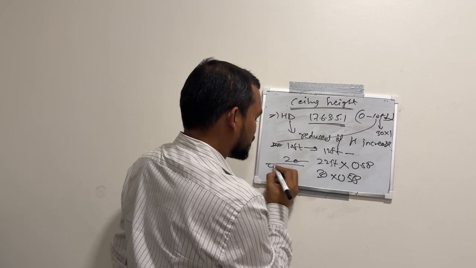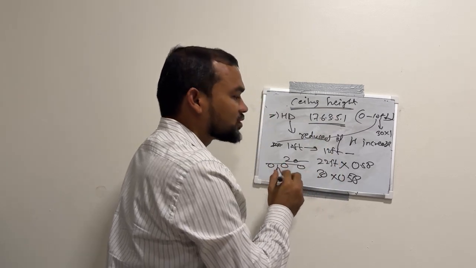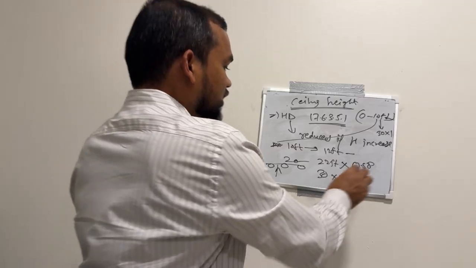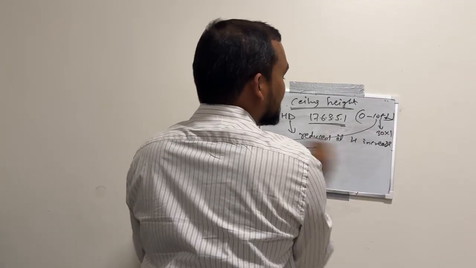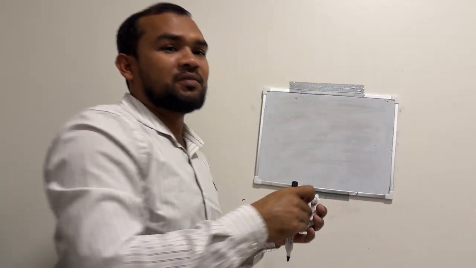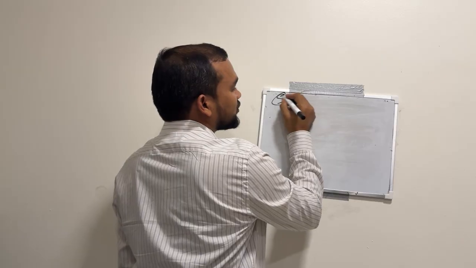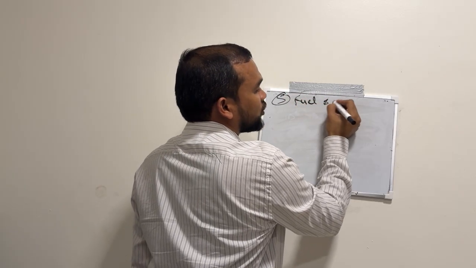So the detector will be installed based on this ceiling height, and spacing will be reduced when the ceiling height is increased. Our next topic is number 5. Number 5 topic is fuel and its configuration.